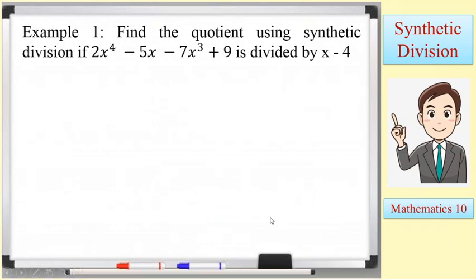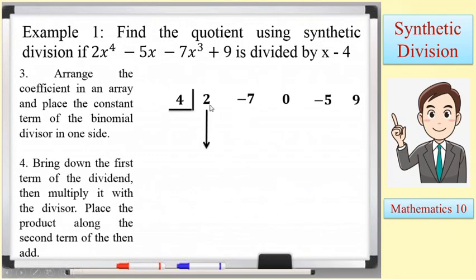Okay? Next, sa step number 3 is i-arrange natin ang coefficients natin in an array and place the constant term of the binomial divisor on one side. So, kagaya nito. Ito yung mga coefficient natin at nandito sa left side yung ating divisor. Okay? Positive 4. Next, step number 4 is bring down the first term of the dividend. So, i-bring down natin. Ayan, 2. Then, multiply it with the divisor.